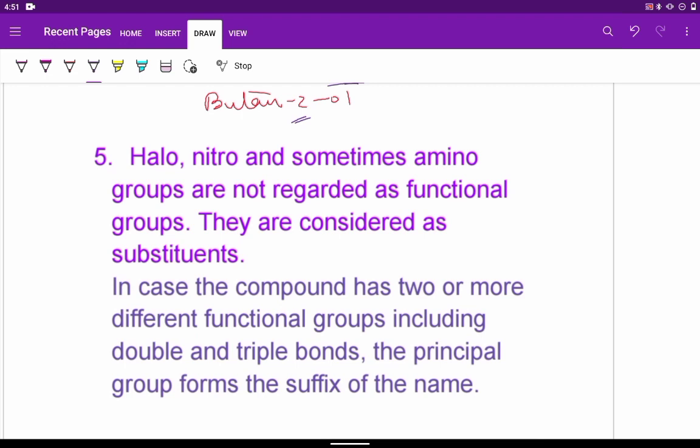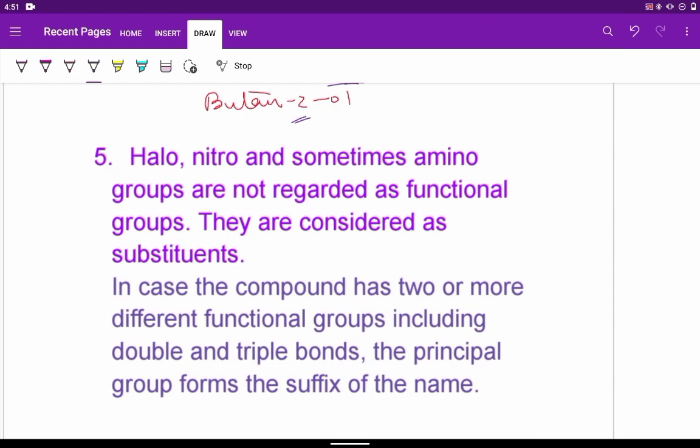Now some of the groups like halo, meaning any halogen, nitro, and sometimes amino groups are not regarded as functional groups. They are considered as substituents. Means we have a prefix name. For halogen, halo; for NO2, nitro; for NO, nitroso. Like that, we have the prefix name for them.